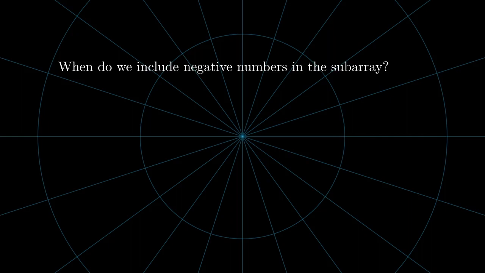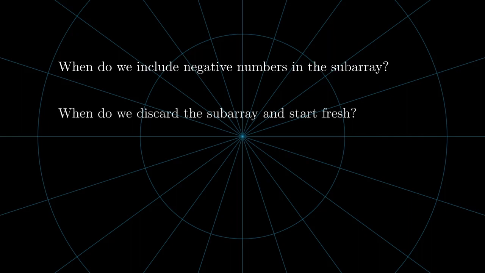When do we include negative numbers in the subarray? When do we discard the subarray and start fresh? And lastly, it may not seem very intuitive at first, so why does this algorithm even work? Now, I can't be asked to give you all a proof about this, but I can draw some pretty pictures and animations to explain it.